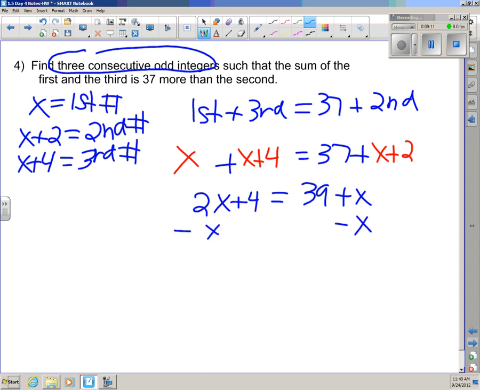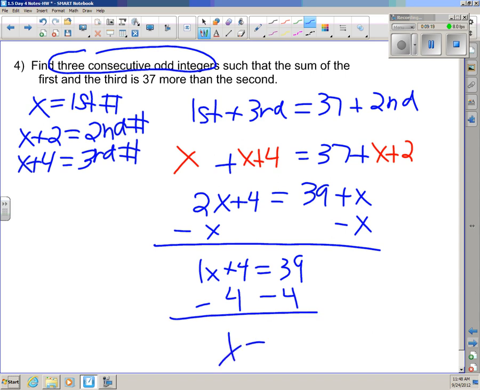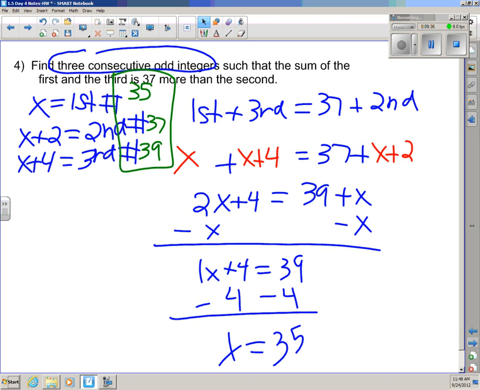Subtract x, and you get 1x plus 4 is 39. Subtract 4, and you get x is 35. Well, 35 is in fact an odd number. So I know my numbers are going to be 35, 2 more is 37, and then 2 more is 39. Okay, so 35, 37, 39. All right, you can always check this too. If you add 35 and 37, you end up getting 74. And then if you add 37 plus 37, you get the same thing, 74.